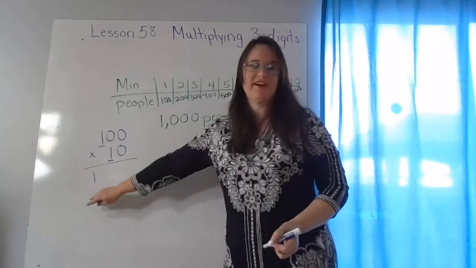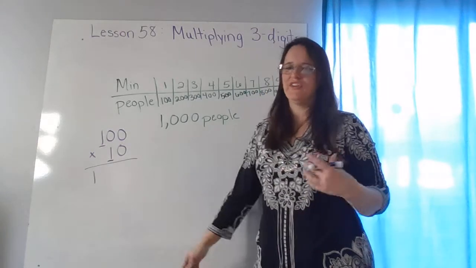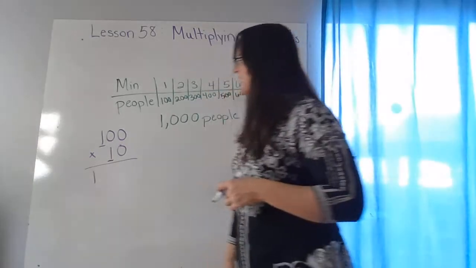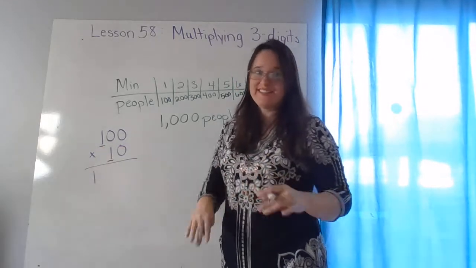So I can put a 1 over there. I put it over here because I know I'm going to have some zeros, so I didn't want to put my 1 here. Although I think in 5th grade that's what Saxon does. Anyway, I look at my digits that aren't 0.